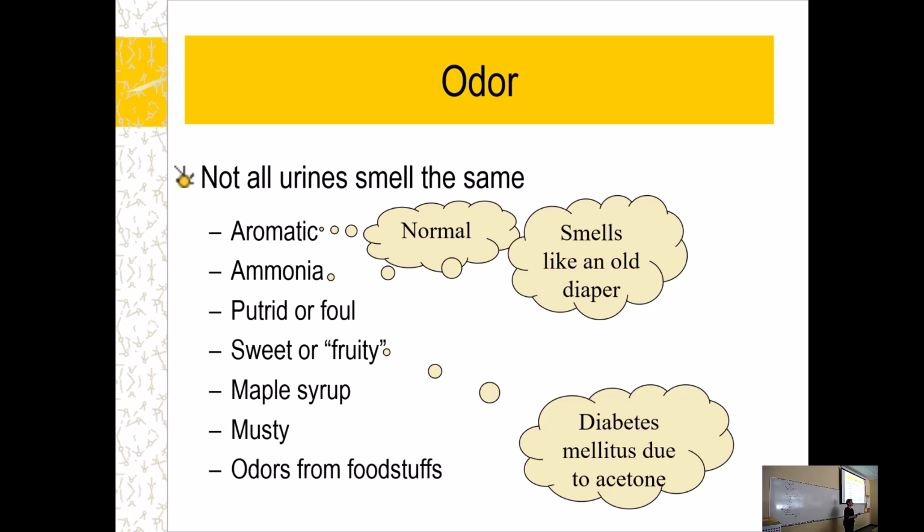And then other odors from foodstuffs. Asparagus. You guys have all heard about asparagus, right? You eat too much asparagus, you're going to have foul smelling pee. Other types of food things will also have similar issues.